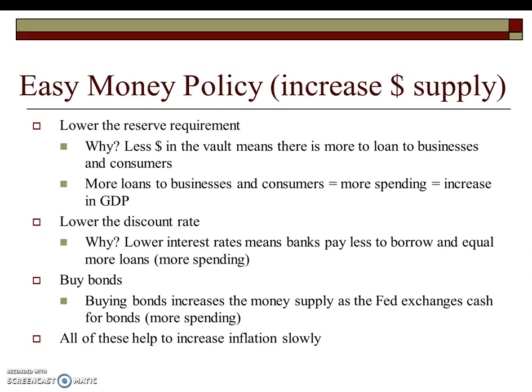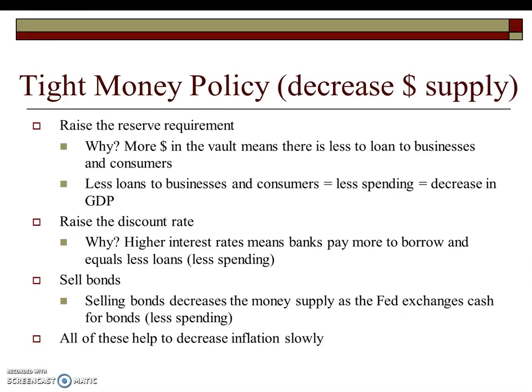If they lower the discount rate, why? Lower interest rates means that banks pay less to borrow, which equals more loans, which in turn equals more spending. Buying bonds increases the money supply as the Fed exchanges cash for bonds, which equals more money in the money supply and more spending. All of these help to increase inflation slowly, because if there's more money floating around out there in America, prices start to go up because people are spending more because they have more money to spend.